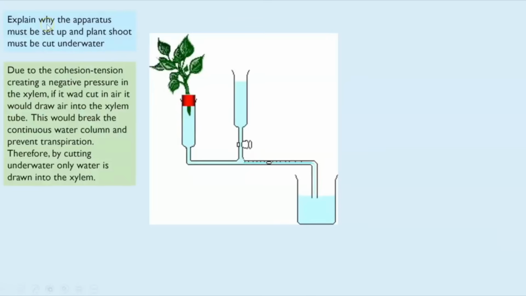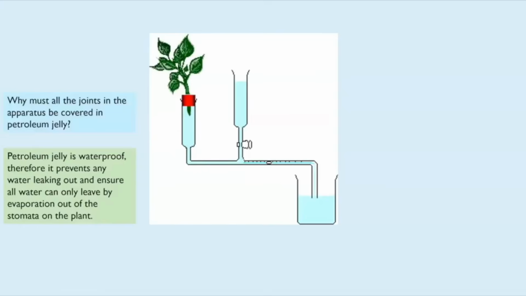The first one was: explain why the apparatus must be set up and the plant shoot must be cut underwater. This is due to the cohesion-tension theory; transpiration creates a negative pressure in the xylem, so it's constantly pulling up the water. If it was cut in the air, it would draw air into the xylem instead, and that would break the continuous water column and prevent transpiration. So instead you have to cut it underwater to make sure no air bubbles are introduced into the xylem.